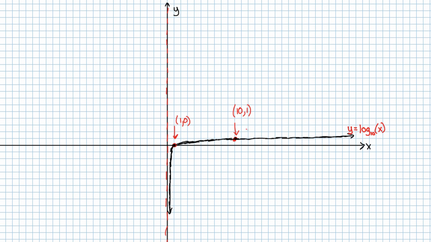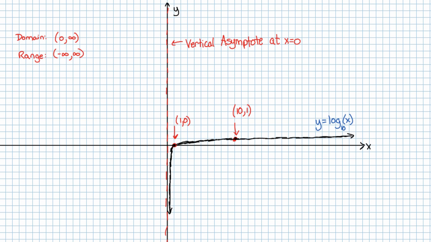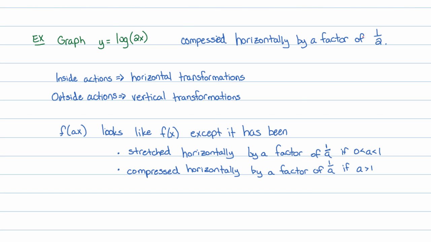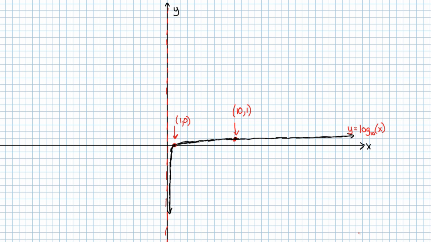So what we do is we start with our base graph here, and we're going to compress it horizontally. In other words, all these x values are going to get closer to the y-axis by a factor of 1/2. So let me go ahead and hop over to show you what I'm talking about here. We're going to compress all the x values by a factor of 1/2. So let's go ahead and do that.